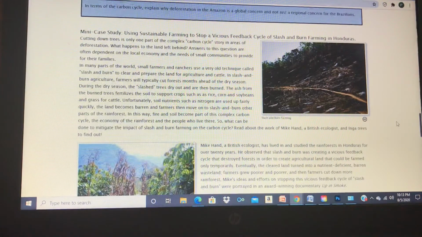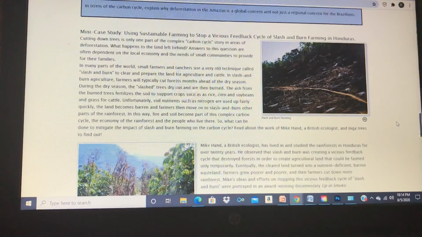And then what is left is ash from the burned trees, and that ash will fertilize the soil. So that is really good for what they're going to grow. People do that if they want to grow crops like rice, corn, beans, or even if they're trying to grow grass to feed their cattle. That soil now is really rich with ash from the trees, and it really helps what they're going to grow or these animals that they're going to put in there.